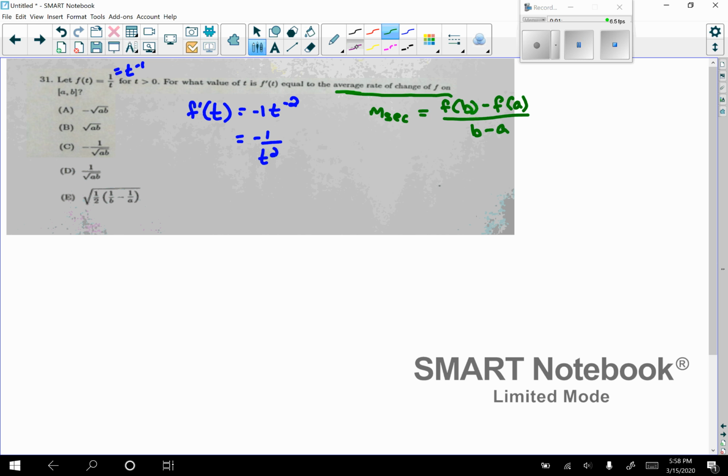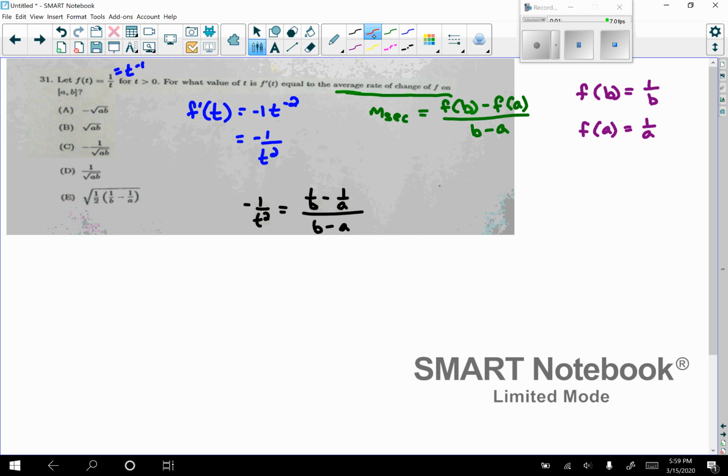We do want to find those values, or at least the expressions. So f of b, because f of t is 1 over t, becomes 1 over b. F of a is 1 over a. So we're going to go ahead and set these two equal to each other. Then we get negative 1 over t squared equals 1 over b minus 1 over a, over b minus a.